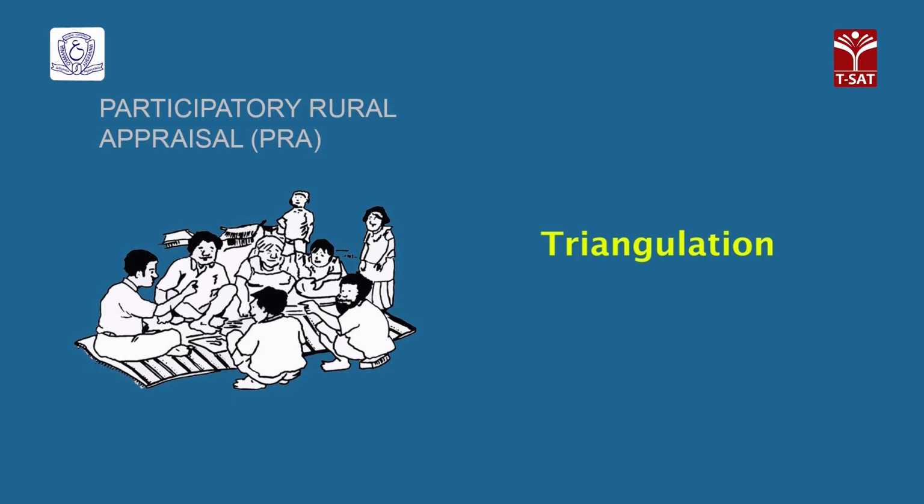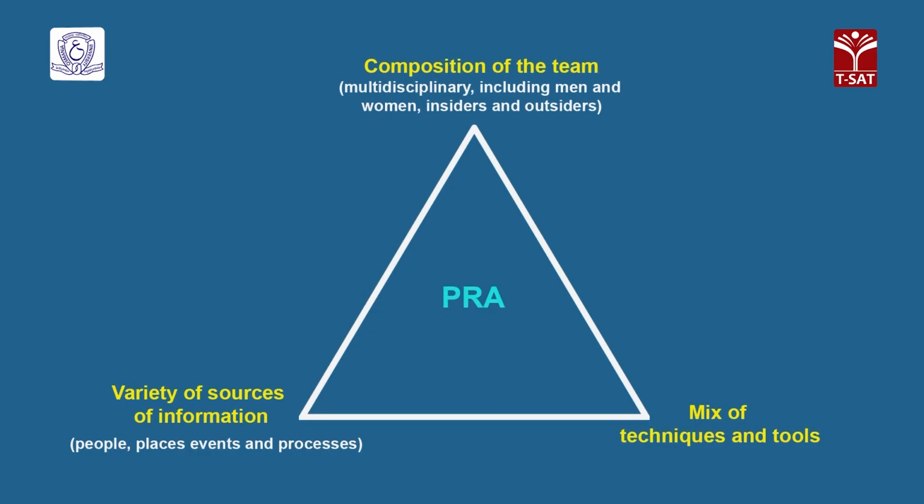Triangulation as a characteristic of PRA focuses on three important aspects. In terms of the composition of the team, which is multidisciplinary, including men and women, insiders and outsiders; a variety of sources of information about people, places, events and processes; and the third aspect of triangulation is a mix of techniques and tools.